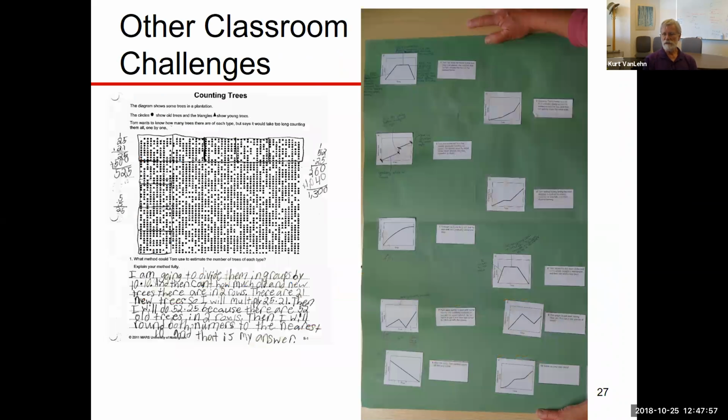Here are some classroom challenges that are a little different. On the right, we see students who are pairing a story with a distance time graph. On the left, we see students who are figuring out how to develop a sampling procedure so that they don't have to count all those little dots and triangles.